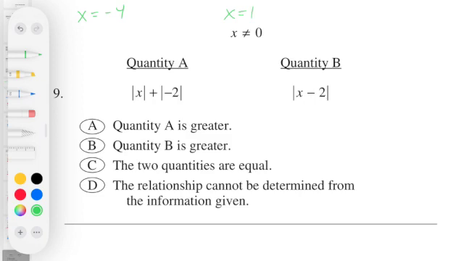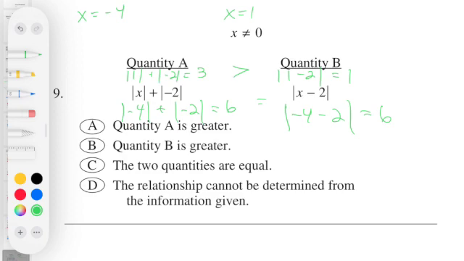So first with negative 4, the absolute value of negative 4 plus the absolute value of negative 2 is going to equal 4 plus 2, which is 6, versus the absolute value of negative 4 minus 2. Negative 4 minus 2 is negative 6. The absolute value is 6. In that case, they are equal. Let's see what happens when x equals 1. So we have the absolute value of 1 plus the absolute value of negative 2 is going to equal 1 plus 2 is 3. The absolute value of 1 minus 2 is 1 minus 2 is negative 1. The absolute value of negative 1 is 1. So in this case, A is greater than B. So because one time we have a greater than and one time we have an equals, we have to choose D.